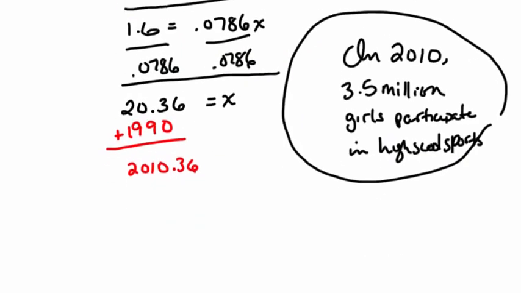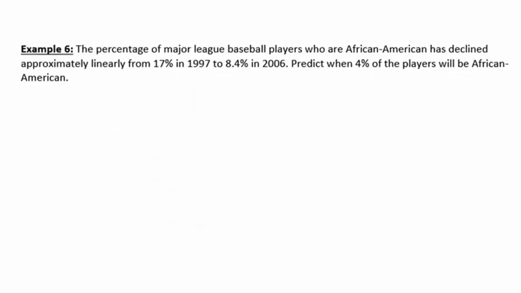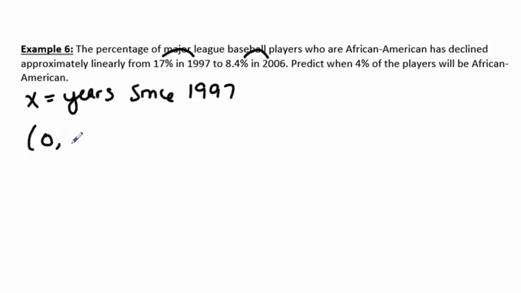Okay, let's go on to the next example. Example 6, the percentage of Major League Baseball players who are African American has declined approximately linearly from 17% in 1997 to 8.4% in 2006. This equation is very, very similar to the last one. I have two ordered pairs here, and we're not given a starting year, so we get to choose our starting year. Let's let our starting year be the first year we're given. So x is going to mean, if you ever choose a starting year, you have to write down and declare it, otherwise no one knows what you picked. So x is going to be years since 1997. That's going to make your first ordered pair 0, 17, and your second ordered pair, 1997 to 2006, is 9 years, so 9, 8.4.